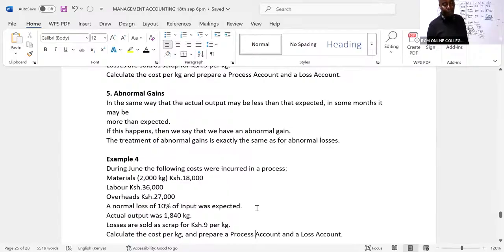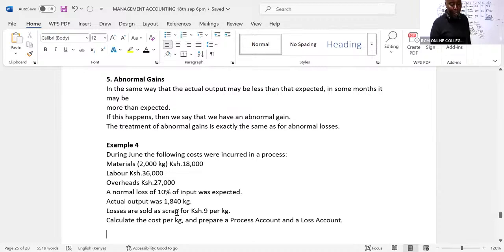Example number 4: we are told during June, the following costs were incurred in a process. Materials 18,000, labor cost 36,000, overheads 27,000. A normal loss of 10% of input was expected. The actual output here was 1,840. Losses are sold as scrap for 9 per kilogram. They want me to calculate the cost per kilogram and prepare a process account, which is actually an abnormal gain account.